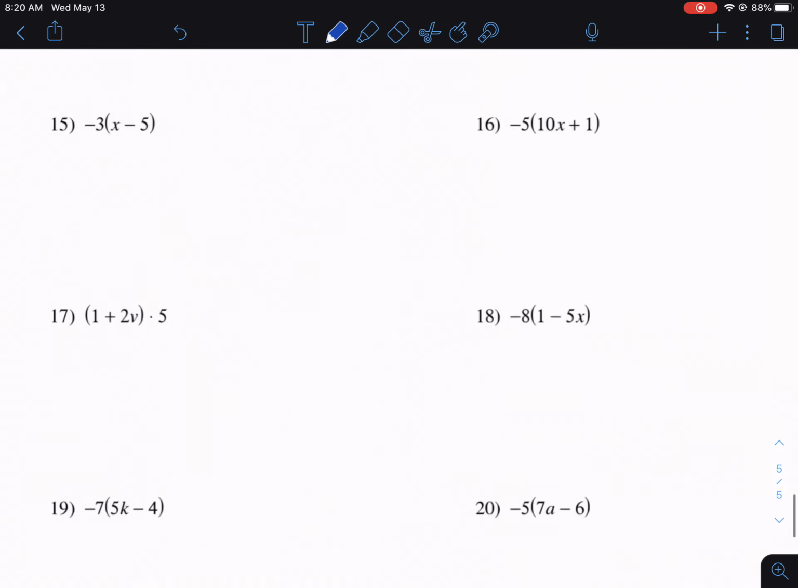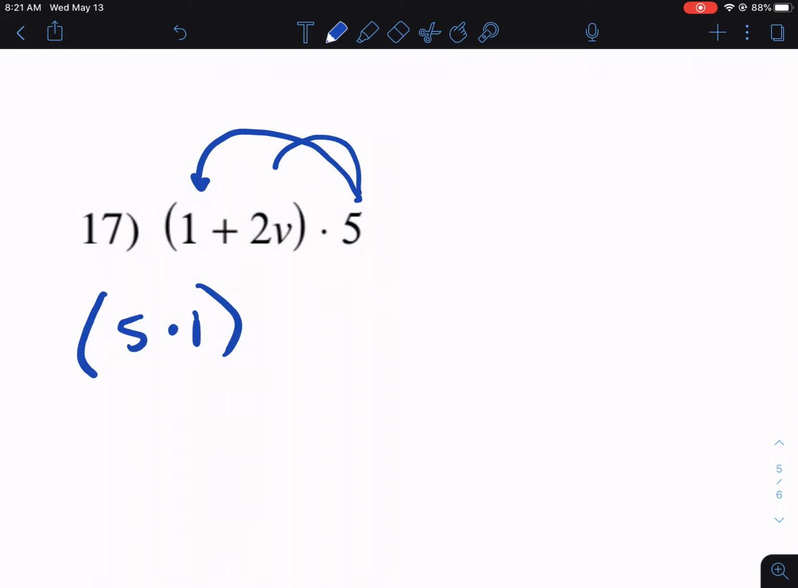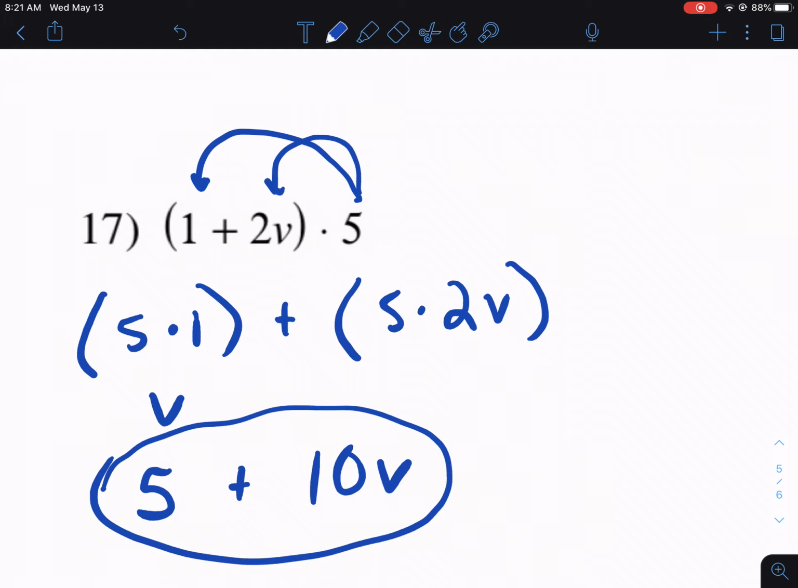Alright, some examples. Distribute the 5. 5 times 1 plus 5 times 2v. 5 por 2v. This is 5 plus, multiply the numbers, multiplican los números. 5 times 2 is 10, and then v. And that is your answer.